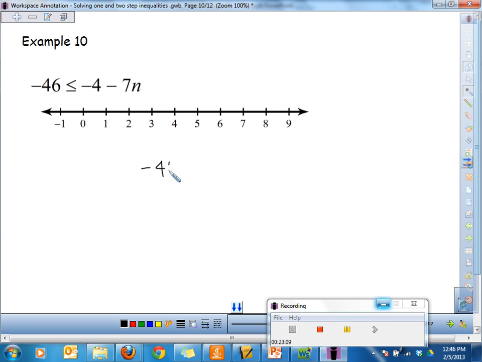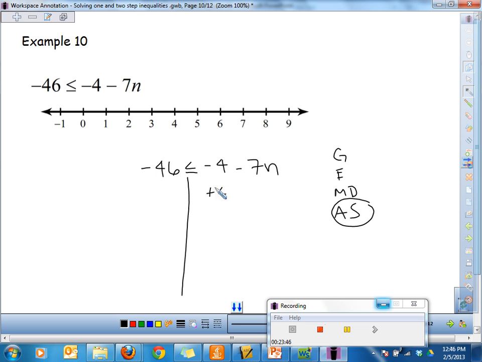We have negative 46 is less than or equal to negative 4 minus 7n. Draw your line down your equal sign. The first thing we need to do is isolate our variable. So I'm going to use reverse GEMDAS and ask myself, do I see any addition or subtraction I can get rid of? I do see that this is saying negative 4 minus 7n. Now, I don't want to get rid of this first because I can't separate this unless I use multiplication or division. What I can get rid of, though, is this negative 4. How do I undo a negative 4? I add 4 to both sides.